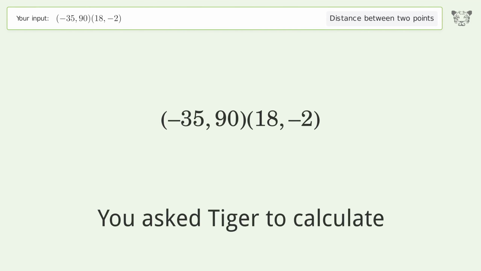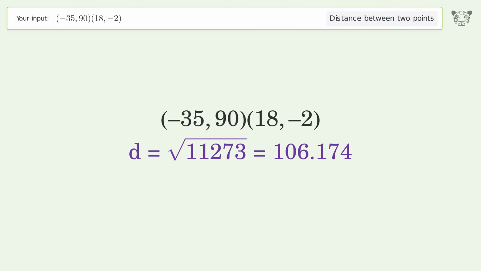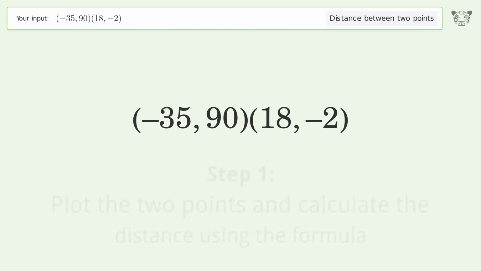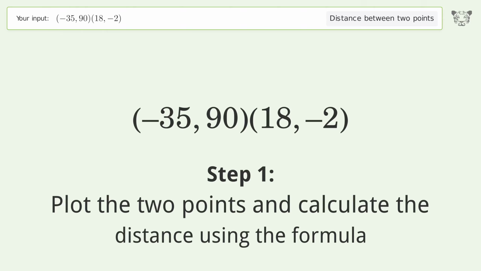You ask Tiger to calculate. This deals with the distance between 2 points. The distance between the 2 points is the square root of 11,273, or 106.174. Let's solve it step by step. Plot the 2 points and calculate the distance using the formula.